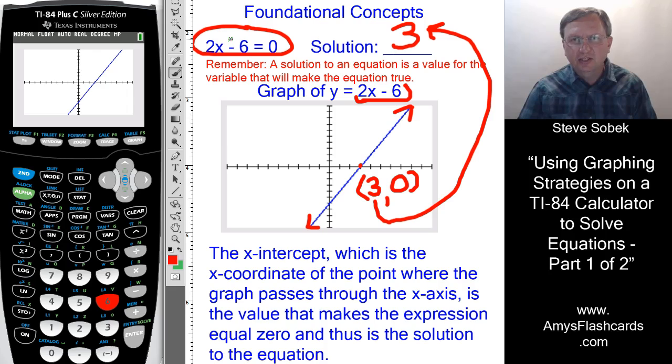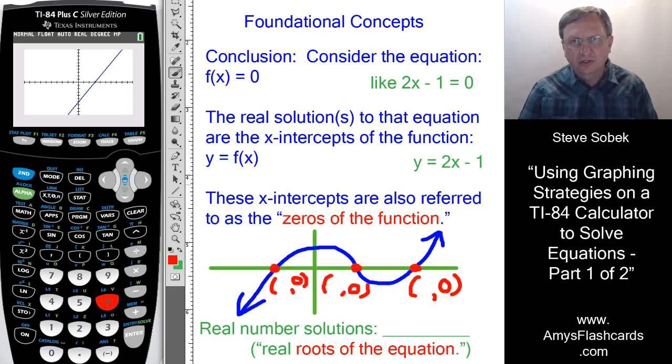All right, let me see if I can generalize that. In conclusion, what have we learned? We've learned that if we have any equation in the form of f of x equals 0, see, this method requires that the right side, or one of the sides of the equation, be a 0. Like our previous example, 2x minus 6 equals 0. If we take any equation of the form f of x equals 0 and consider the graph of y equals f of x, like y equals 2x minus 6, then the real solutions to this equation are the x-intercepts of this function.